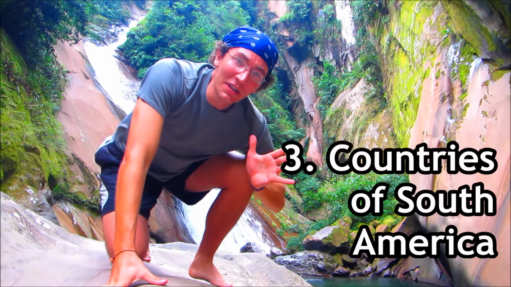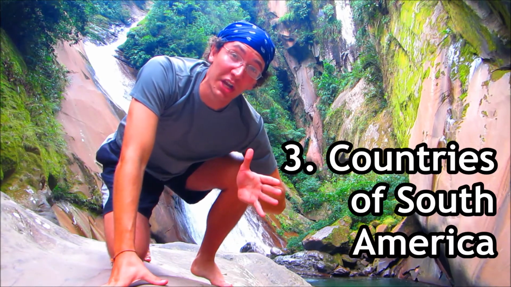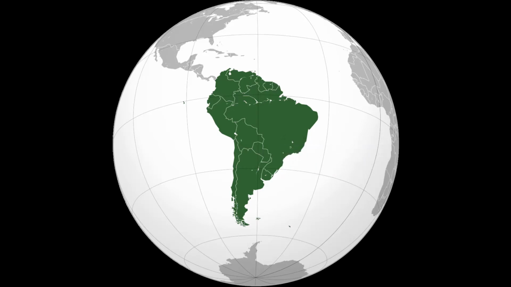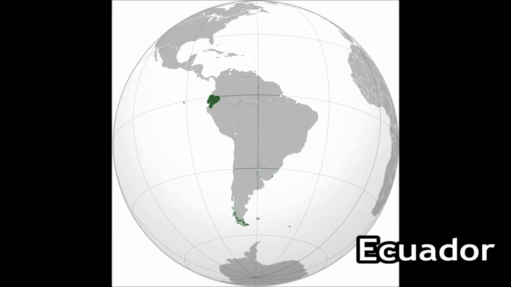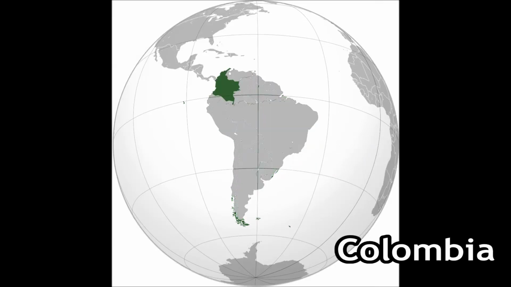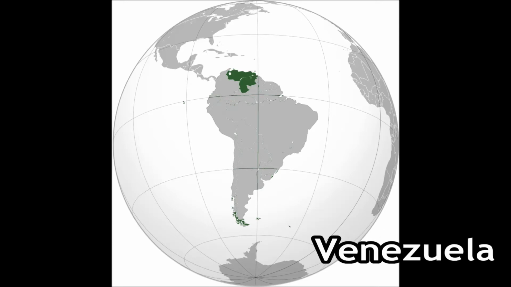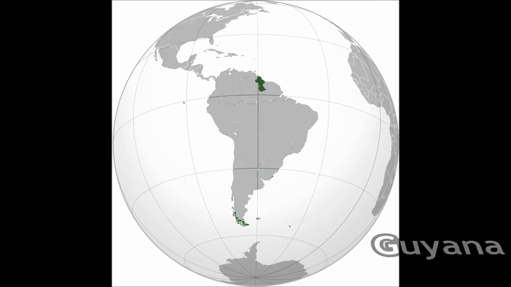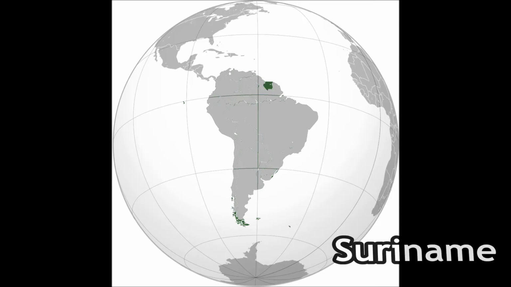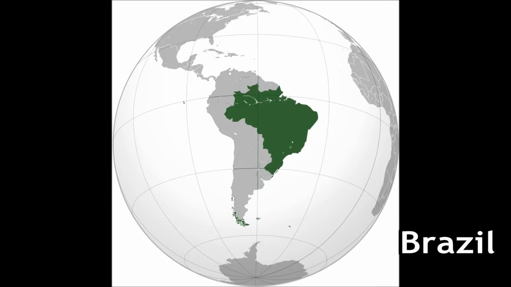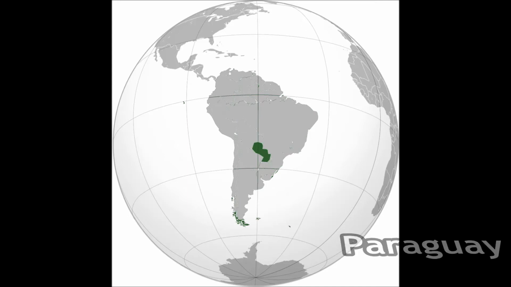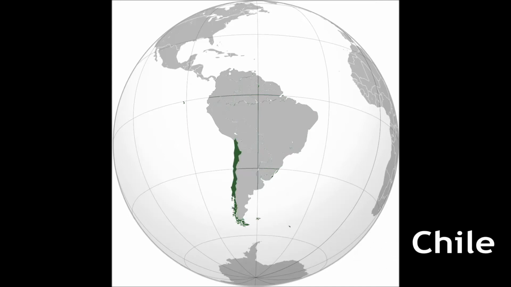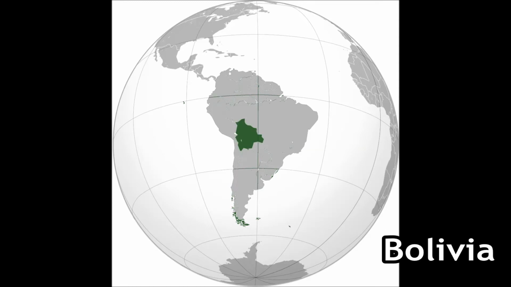Now let's talk about some different countries in South America. The continent of South America is composed of 14 countries. Moving clockwise, we have Ecuador, Colombia, Venezuela, Trinidad and Tobago, Guyana, French Guiana, Suriname, Brazil, Paraguay, Uruguay, Argentina, Chile, Bolivia, and Peru.